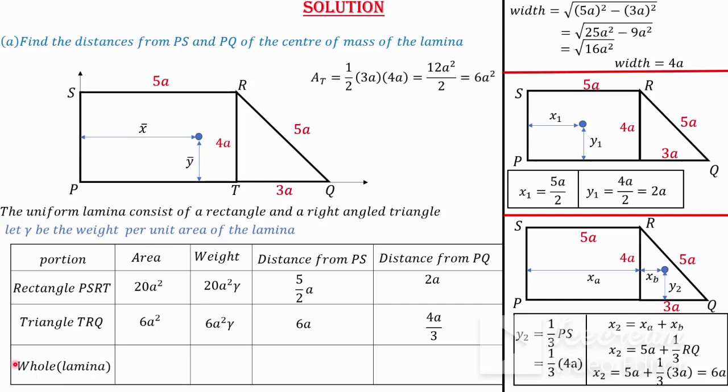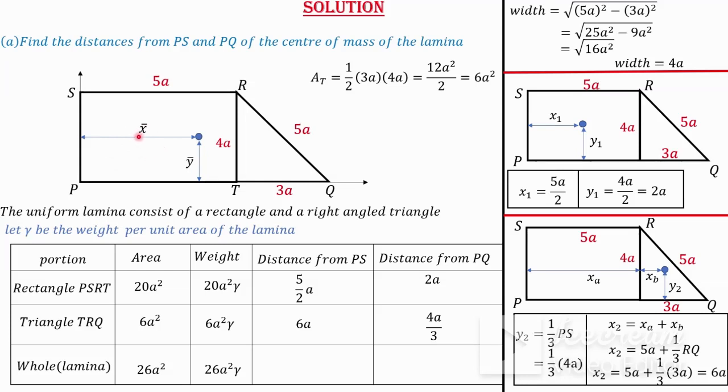To get the area of the whole lamina, we simply need to add the two areas, that's the area of the rectangle PSRT plus the area of the triangle TRQ. Adding the two, we obtain 26a squared, that is 20a squared plus 6a squared. Adding the corresponding weight as well, we obtain 26a squared gamma, and the distance from PS of our lamina is going to be x bar, as I denoted in this diagram, and that is what we need to find.